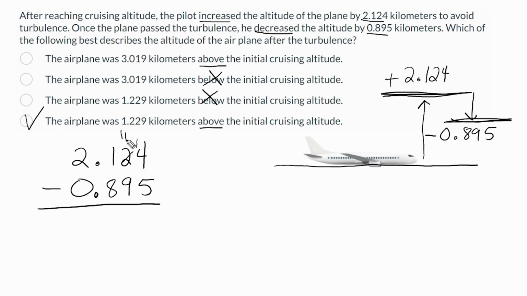All right, so then we would have to borrow 1 from this one, which would give us 0. And we cannot take 8 away from nothing, so the 0 would become a 10, and we'd have to borrow 1 from the 2, which would leave us with 1. So then we would do 14 minus 5, which is 9, 11 minus 9, which is 2, 10 minus 8, which is 2. We drop our decimal straight down, and of course, 1 minus nothing is 1, giving us our 1.229 kilometers above the initial cruising altitude.